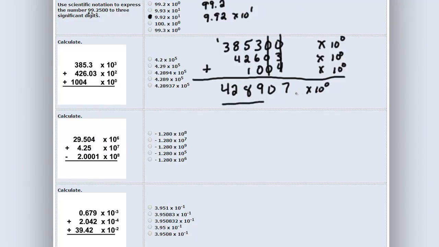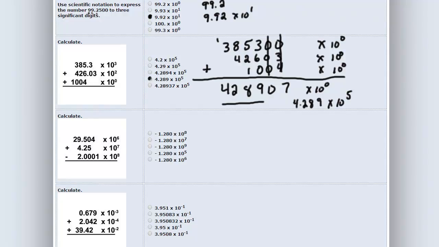This is times 10 to the 0. We want to make sure that we use correct scientific notation. So times 10 to the 1, 2, 3, 4, 5. So we're going to get 4.289 times 10 to the 5th.